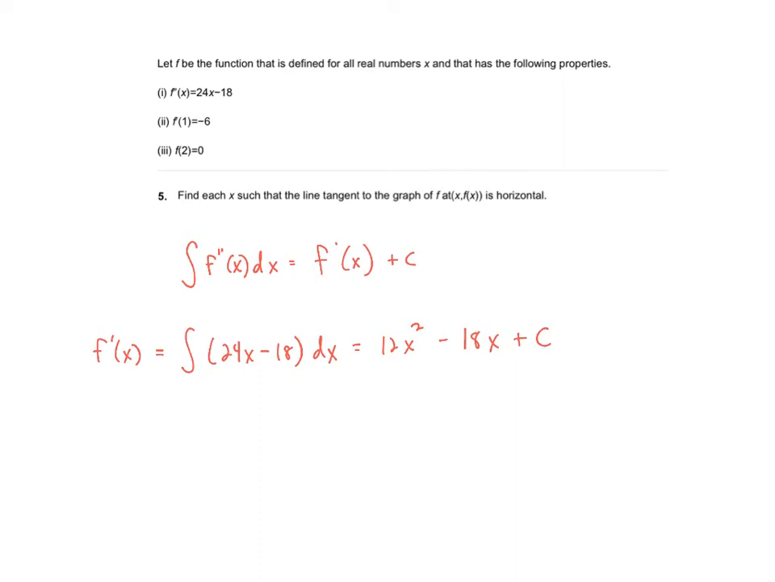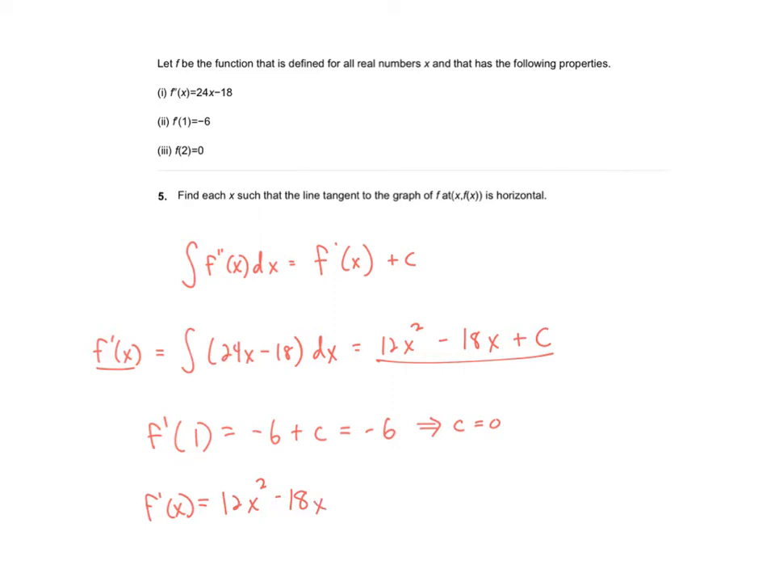Okay, and then, so this is f prime of x, and that means f prime at 1, if we plug it into here, is negative 6 plus c, and they tell us f prime at 1 is negative 6. So that means c has to be 0. And then now we can update what f prime of x is, just putting 0 in for that c. So really f prime of x is just 12x squared minus 18x.